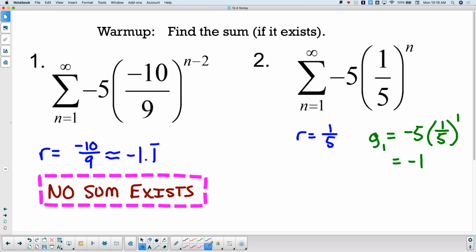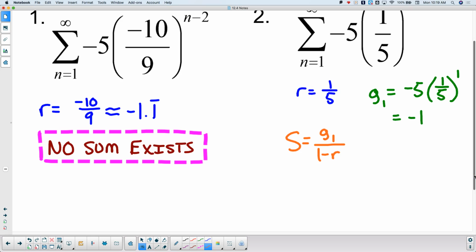So the infinite sum formula is my first term divided by 1 minus R. Okay, well, my first term here is -1. My R value is 1/5. 1 minus 1/5 is 4/5. So we've got -1 over 4/5.